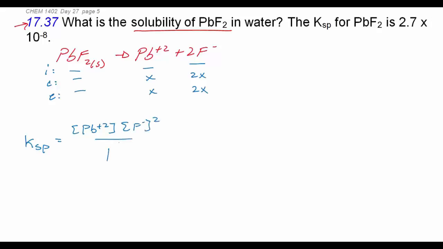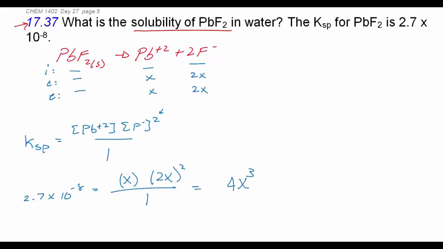Okay, I think it sometimes helps to write the entire KSP expression. Otherwise, I very often forget to do this squaring part. So maybe you do too, so it doesn't take very long. So I think it saves time in the long run. So my KSP is 2.7 times 10 to the negative 8. That has to equal the concentration of my lead, which is X, the concentration of my fluoride, which is 2X, that has to be squared. That's going to be 4X cubed.